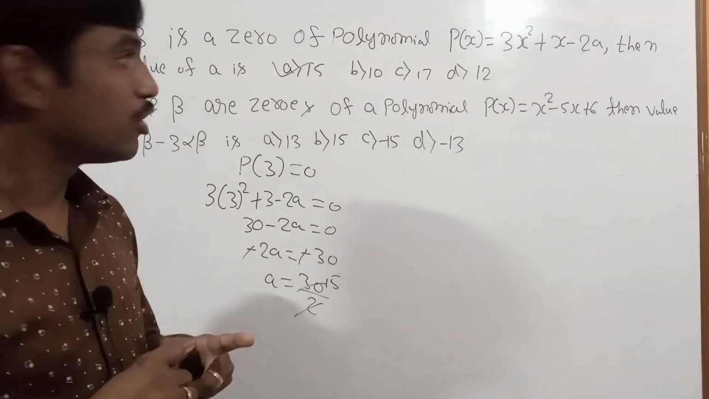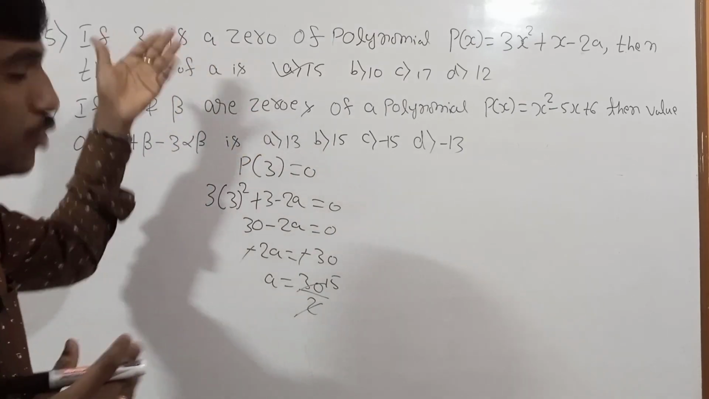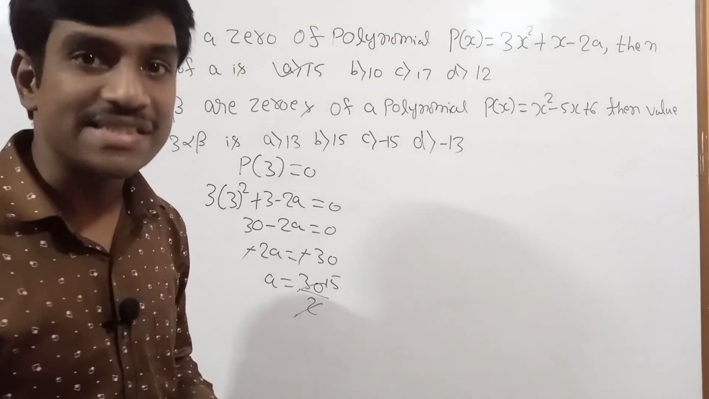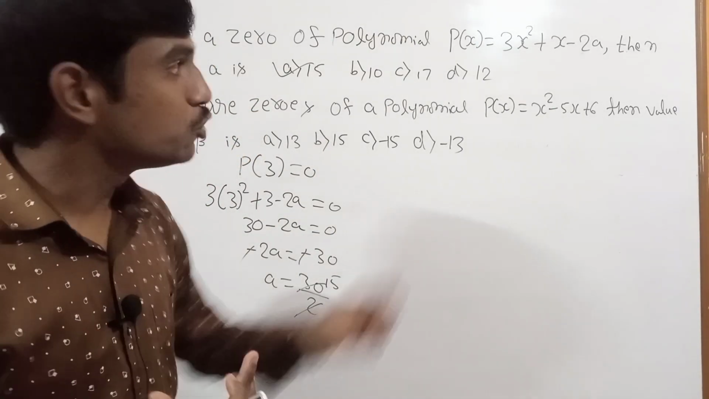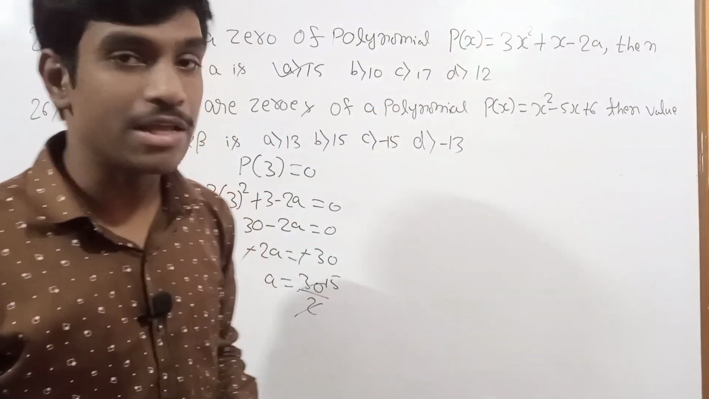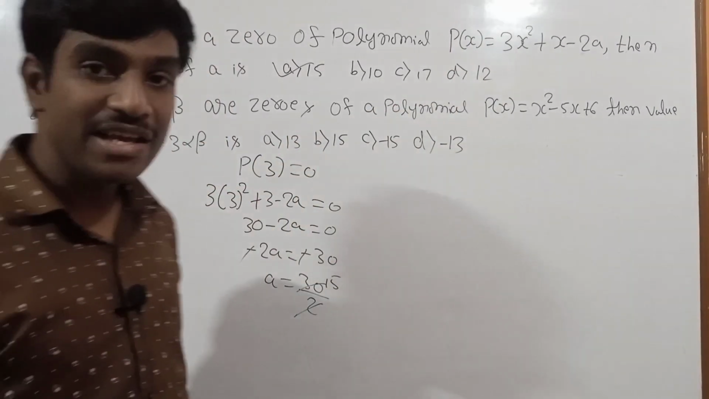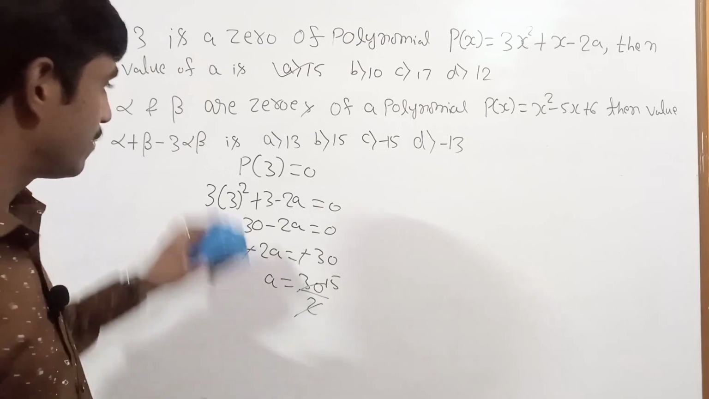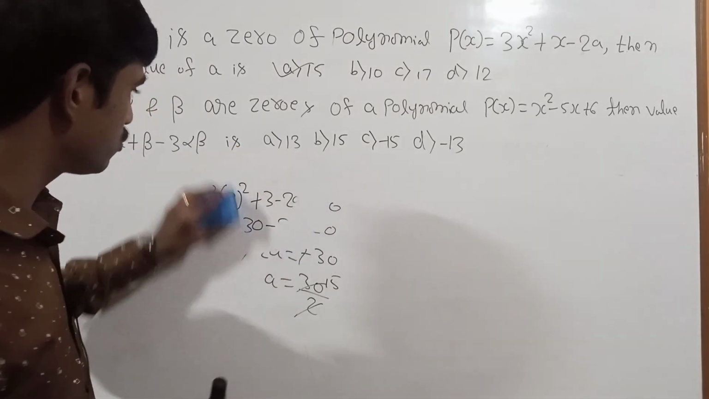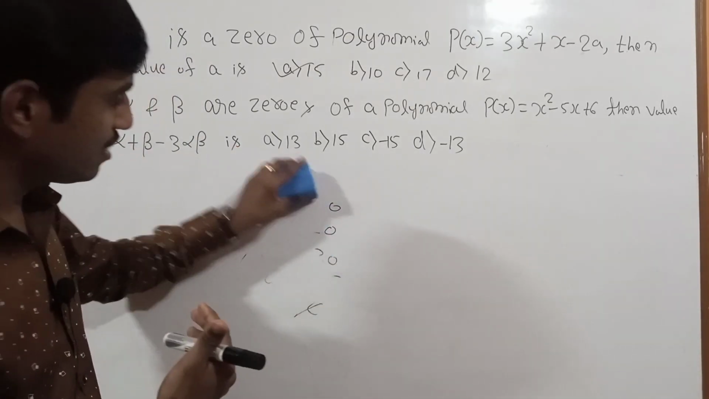So in this way, we need to solve whenever they give, if 2 is a zero of the polynomial, that means it is understood that when we substitute the value 2 here, the value of the polynomial will be 0. So you can easily substitute, and we'll get the value of the given variable. So in this way, we need to solve if you get a question like this.